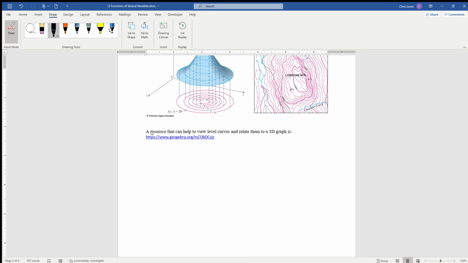I found a pretty good resource, another GeoGebra website, where you can see what the level curves look like and change with the shape of the 3D object. In this video, we're just going to find the level curves analytically, and after that I'm going to have a video that shows how to find the level curves geometrically by using this GeoGebra site.